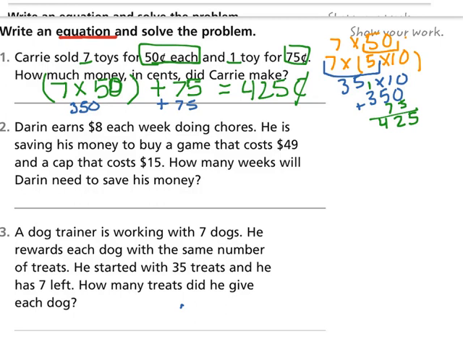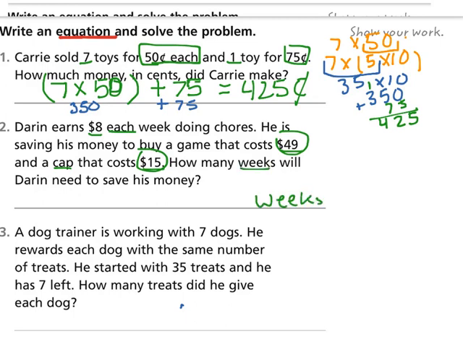Okay, number 2. Darren earns $8 each week doing his chores. He's saving his money to buy a game that costs $49 and a cap that costs $15. How many weeks will Darren need to save his money? So, he's trying to buy 2 things, and that's going to cost a certain amount of money, and then he makes the same amount of money each week, so we're trying to figure out how many weeks. So our label is going to be weeks.